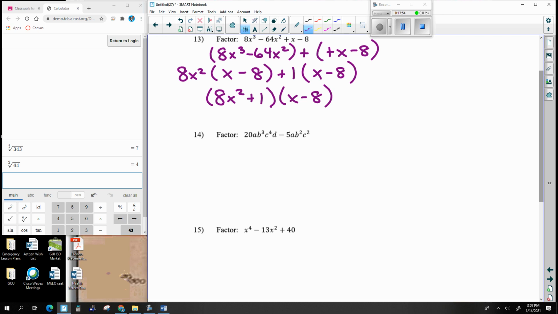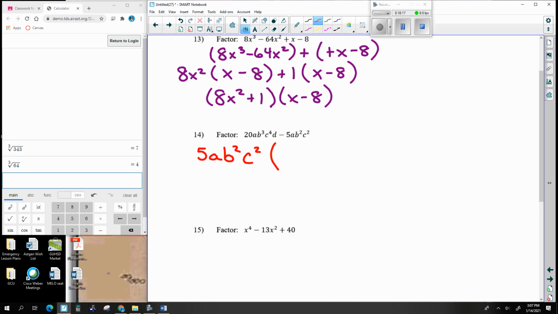Okay, with so many letters, I'm assuming that this is just straight up going to be a GCF. So 20 and 5, I can take a 5. A and A, I can take out 1 A. B to the 3, B to the 2, I can take out 2 B's. C to the 4 and C to the 2, I can take out 2 C's. D and nothing, I can't take out any D.